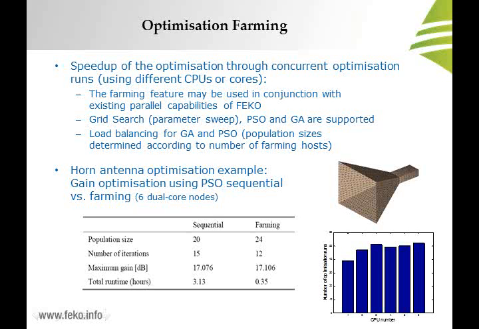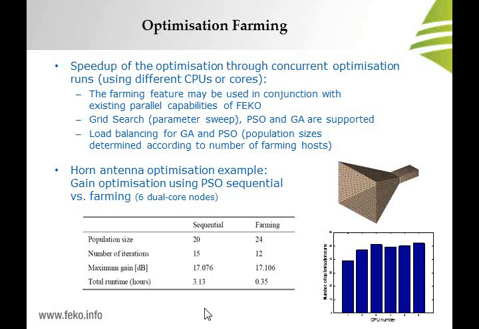I've used a horn antenna, which is optimized for gain, a very simple academic example, and we use the particle swarm optimization here with farming versus sequential on a 6-core machine. For the sequential run, the algorithm chooses a population size of 20 and, after 15 iterations, reaches the termination criterion. We get about 17.08 dB gain, and it runs in total, with that many generations, about 3 hours.